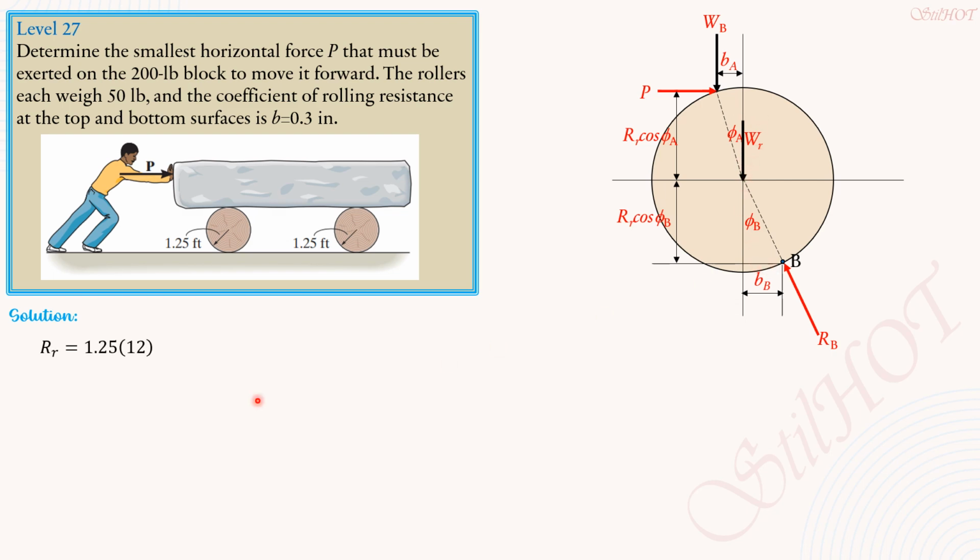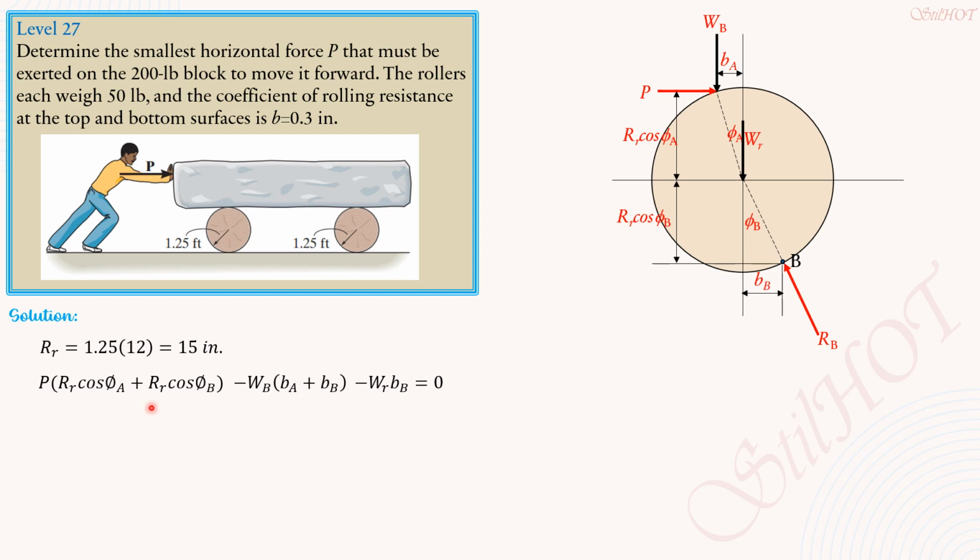So R_R is 1.25, radius of the roller is 1.25 feet times 12 inches per foot to convert it to inches. So it is 15 inches. Then we sum up moment about B equals 0. So P times quantity R cosine of φ_A plus R_R cosine of φ_B equals W_B times quantity b_A plus b_B plus W_R times quantity b_B equals 0. This W_R here represents the total weight of rollers.